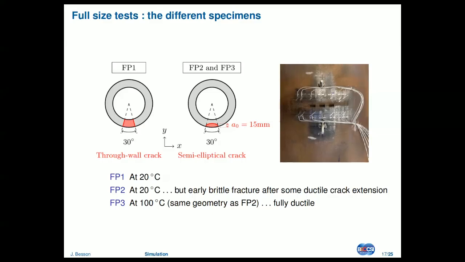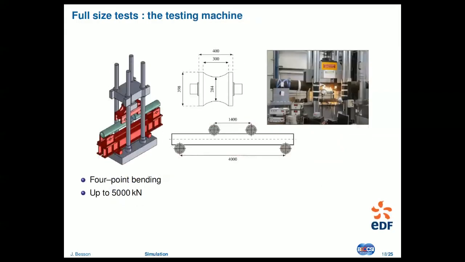The notch is equipped with clip gauges. You also have drop potential, and there were also cameras to film everything. I'm actually only going to focus on the clip gauges. Okay, here's the testing device. It's a 4-point bending test. The maximum load is 5,000 kilonewtons, so that's a heavy beast. You have rollers, and you have an image of the test. The total length of the setup is about 4 meters.